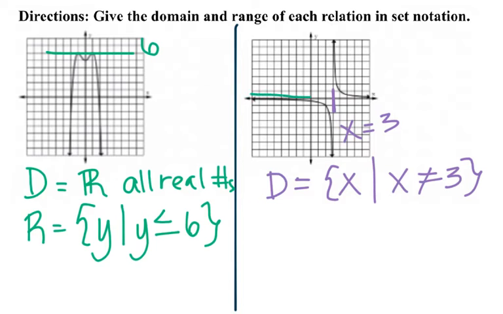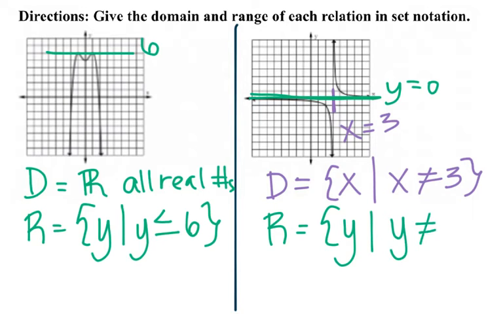If I think about my y coordinates, it hits at y equals 0. So it cannot exist at y equals 0 because there's no point that would go through that graph. So my range is going to be all my y's such that y cannot be 0. And this is called set notation anytime you see it like this.